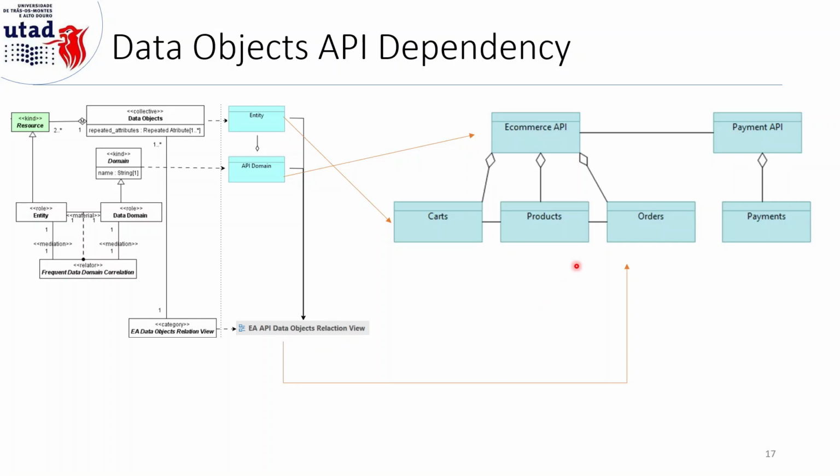This figure shows the mapping of a data object identified by the mining process to ArchiMate data objects. In the example, we identify the entities cart, products, orders, and payments grouped in the API domains, e-commerce API and payment API.